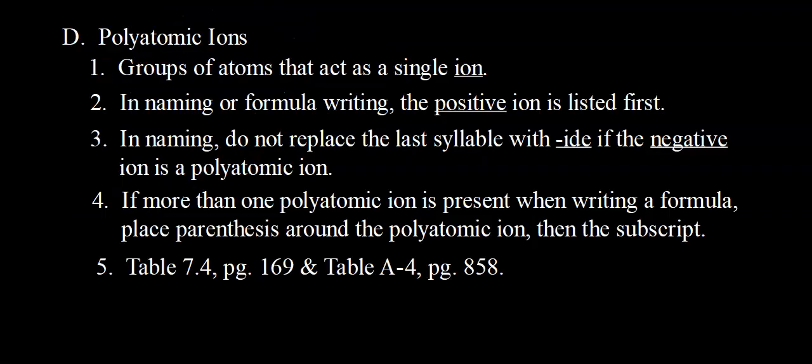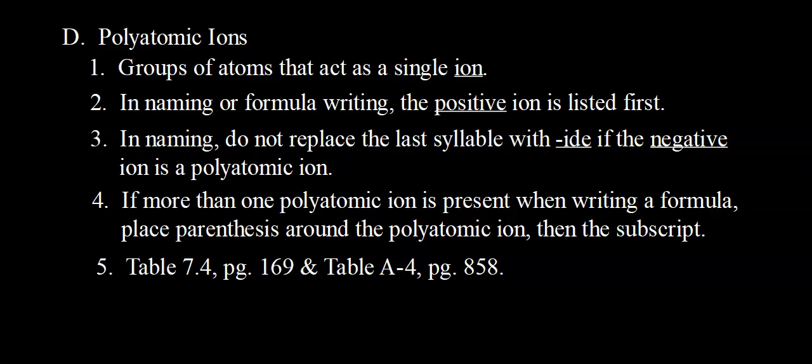So for all the examples we've done so far, we've had compounds that have monatomic ions in them. Na+, Ca+2, Al+3, Cl-, O-2, S-2. Those are all monatomic ions. The prefix mono means one. We do have these ions that are made up of many atoms. We call them polyatomic ions. So these are a group of atoms that act as a single ion. In naming or formula writing, as always, the positive ion is listed first, whether it's monatomic or polyatomic.